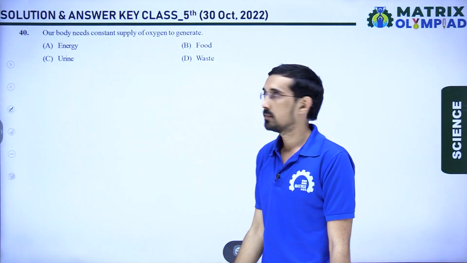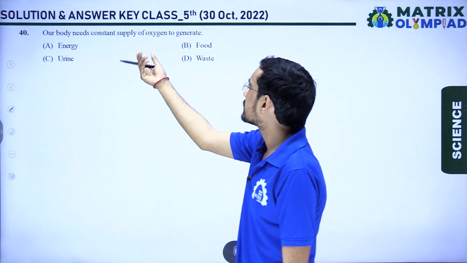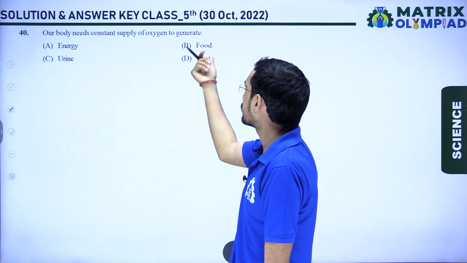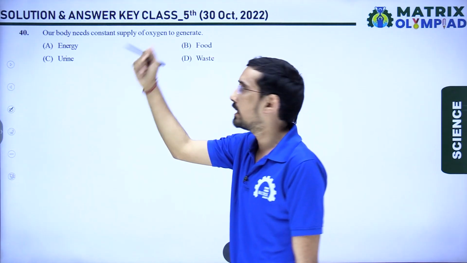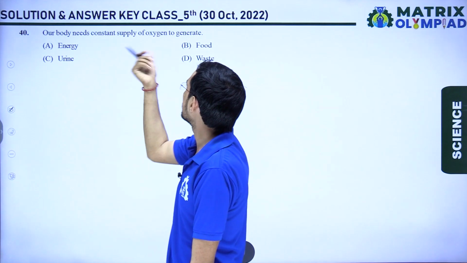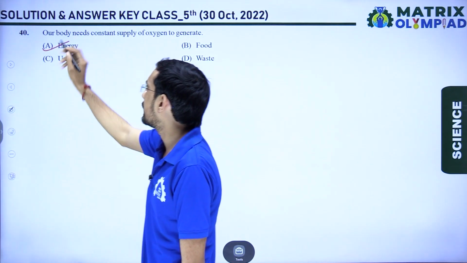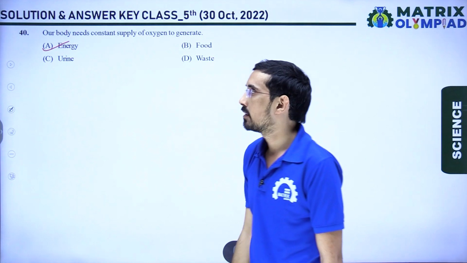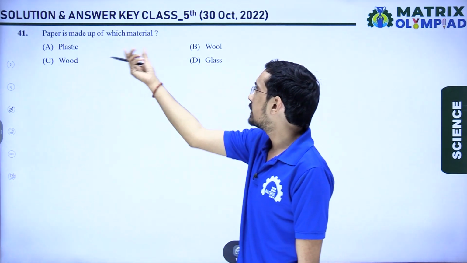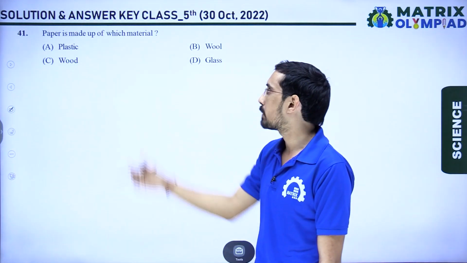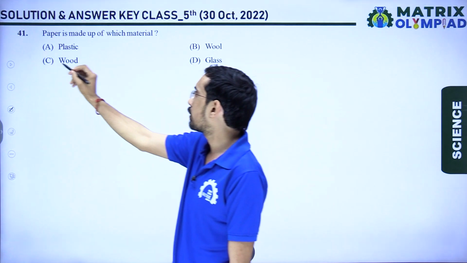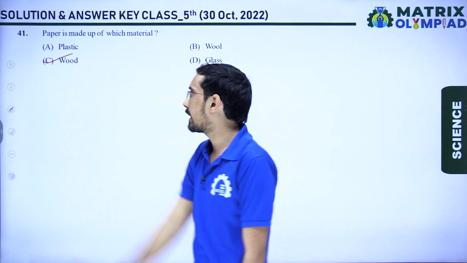Next question is, our body needs a constant supply of oxygen to generate. It needs energy, which is generated with the help of oxygen. Our option will be A. Correct option A. Next question is, paper is made up of which material? Paper, as you all know, is made from trees. C option will be correct.